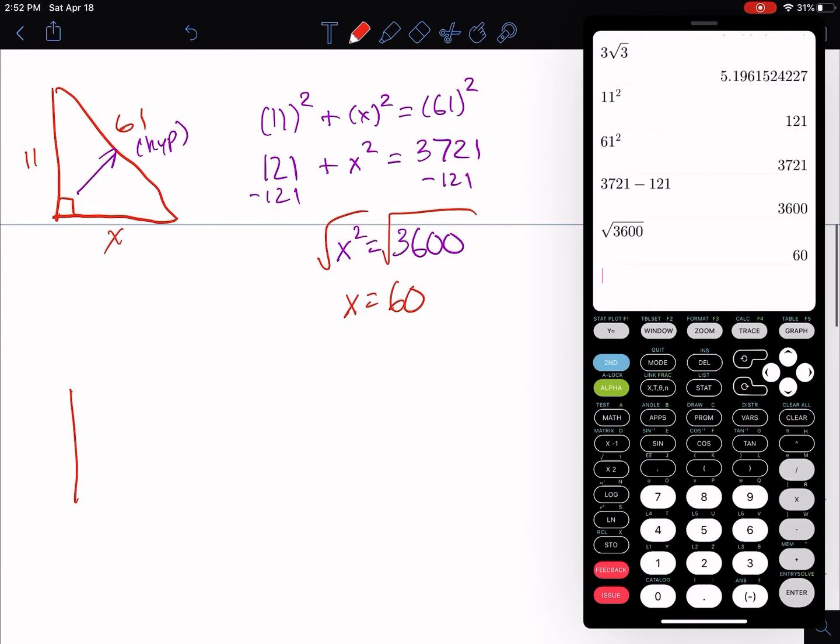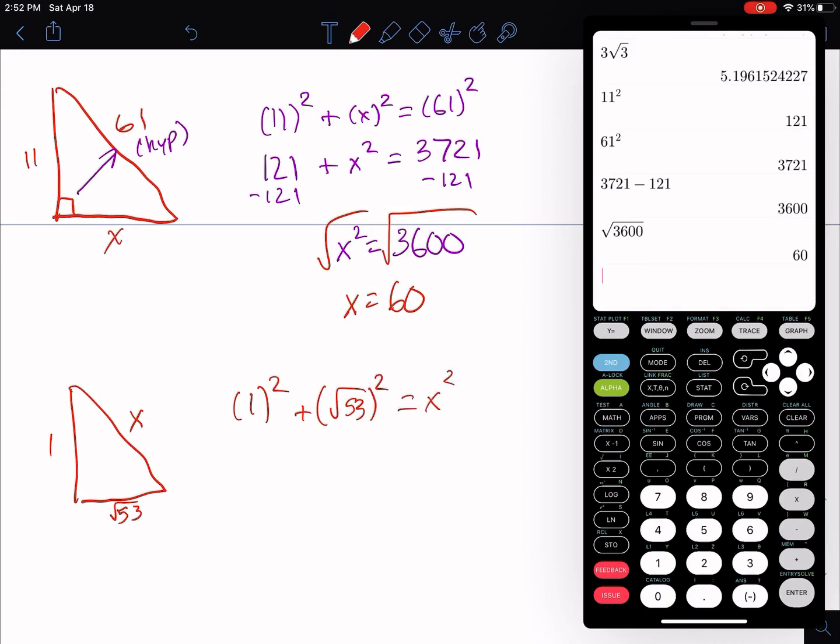Okay, so I've got my right triangle. I've got a 1 and I've got a radical 53. Well, let's make that a little neater. And I'm looking for the hypotenuse. So it's going to be 1 squared plus radical 53 squared is equal to x squared.